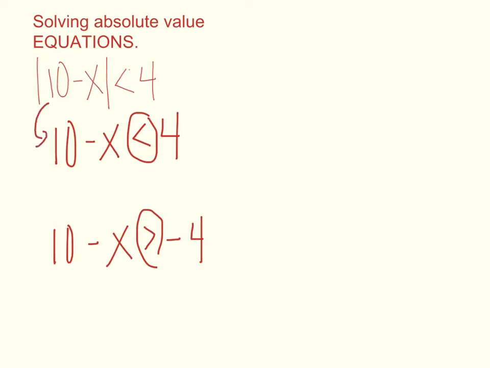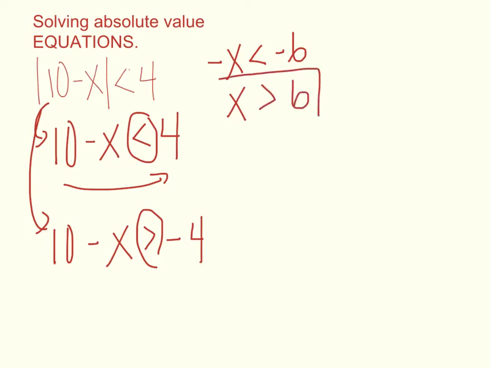So we're going to have this guy and this guy. So let's go ahead and check it out. I end up getting negative x is less than negative 6 when I move over my negative 10. And now watch this. For x, I now need to switch the sign because I am dividing by a negative.